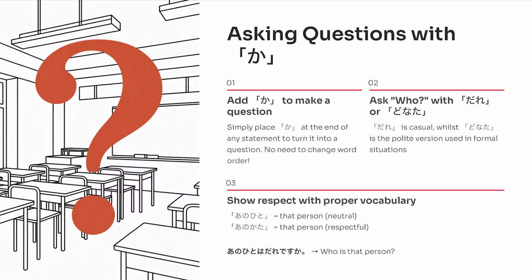Now, let's learn how to ask questions in Japanese. It's actually really simple. Just add か at the end of a sentence and boom, it becomes a question. You don't even need to change the word order. For example, あの人は誰ですか means who is that person? Here, 誰 means who. If you want to be more polite, you can say どなた instead. And remember, あの人 means that person, while あの方 is the more respectful version. Super easy, right?